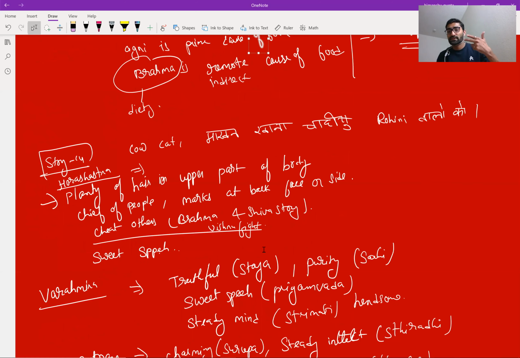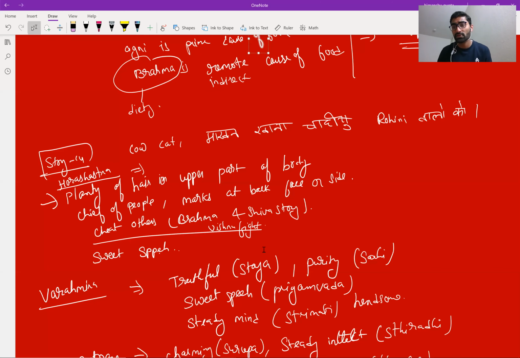Also, if we see different shastras, the Hora Shastra says about Rohini that plenty of Rohini people have plenty of hair in the upper part of their body, and they are chief people, very high authority people in the society. Also, they have some marks on the back side or the face or the sides of the body. Apart from that, these people cheat sometimes. If they are cheating the people, then that will be the downfall for Rohini people.